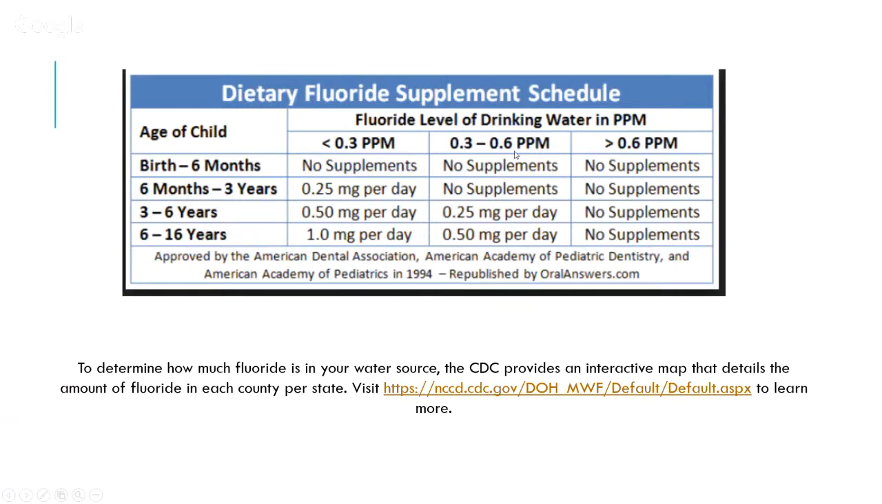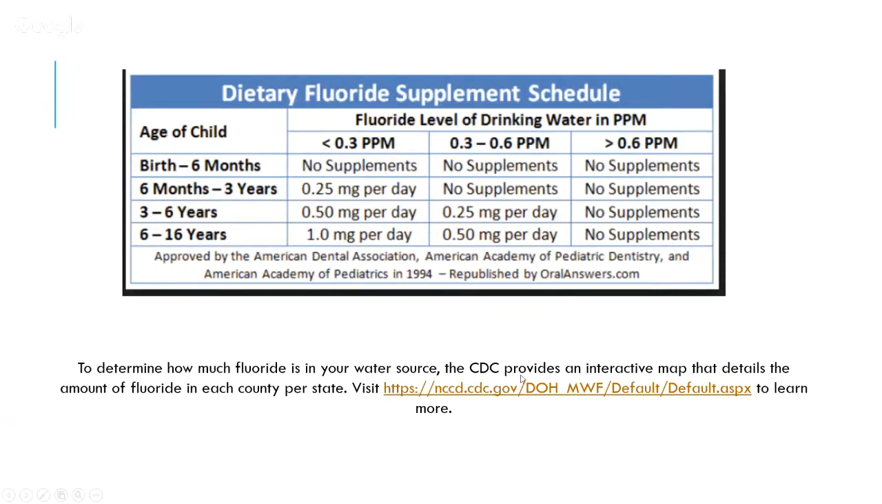And so then if you continue to look, if your water source provides 0.3 to 0.6 parts per million, then you can, based off the age, determine how many milligrams of fluoride your child should be getting. But if your water source is more than 0.6 parts per million, then no supplementation is needed. The tricky part about this is knowing exactly how much fluoride is actually in your water source.